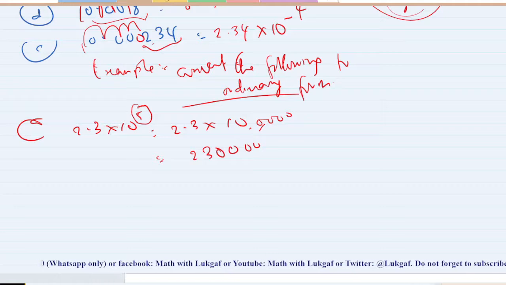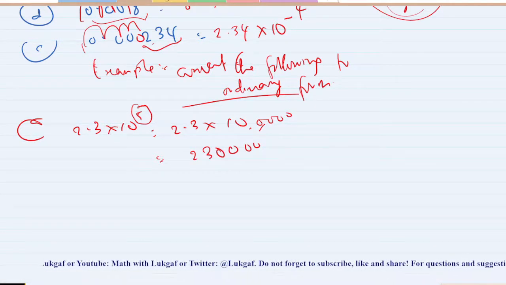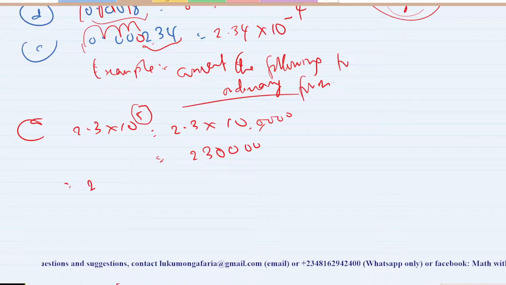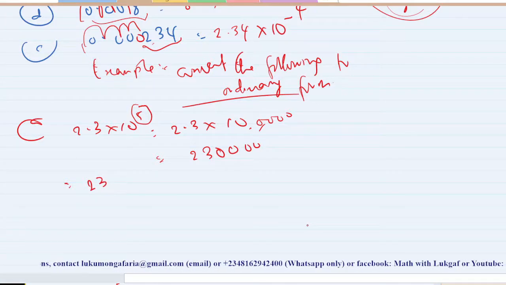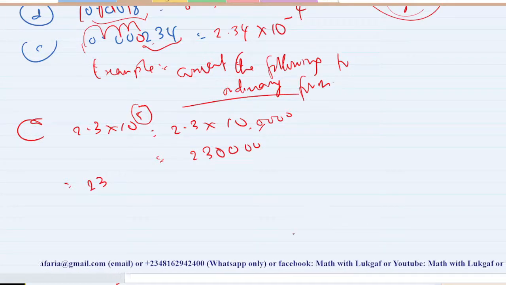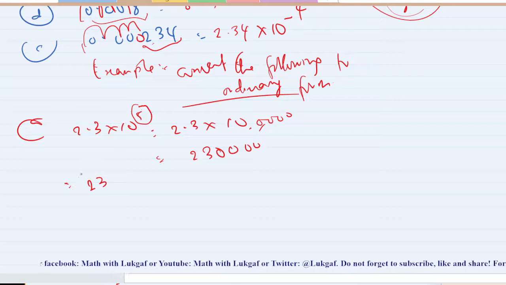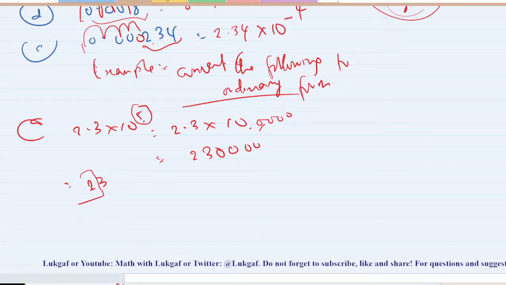But if you don't want to stress yourself, remember, from what I've explained above, before I can have this 5 as my index, it means after the first digit, I must still have what? How many numbers after the first digit? I must still have 5 numbers. Then you can say this is the same thing as 2, 3. So this index is telling us that after this first digit, you must have how many digits?